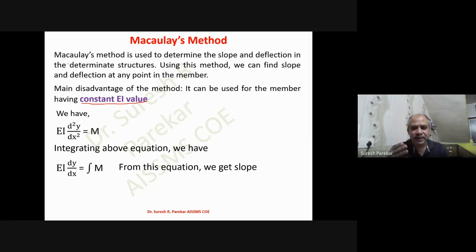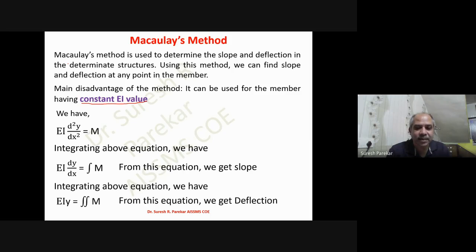In this way, we are going to integrate one by one, and we use the equation EI dy by dx for slope. Now again, if we integrate it, we get EIy, that is the double integration of M, and this gives the equation for deflection. So we have to use only these three equations to solve the problems by using Macaulay's method.